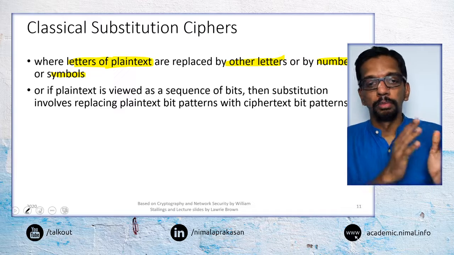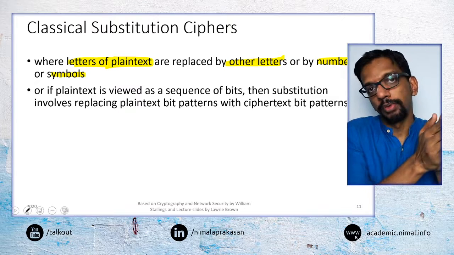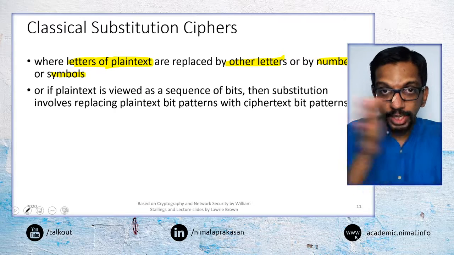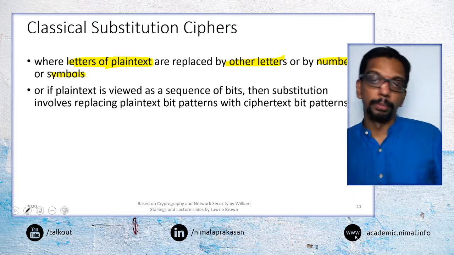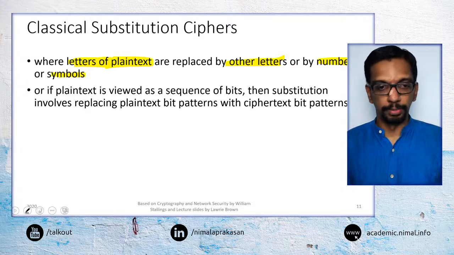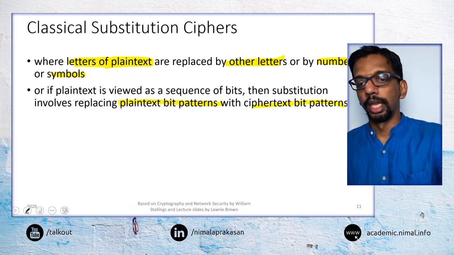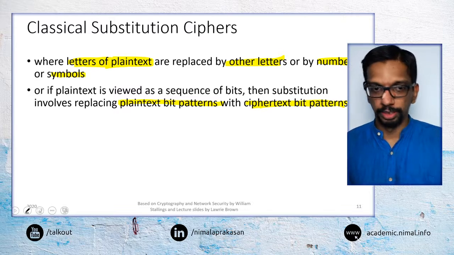So the plain text will be, for example, in the context of computing environments, we can also take bits of information, and then we can take these bit patterns and replace them with some other bit patterns. So we can take the plain text bit patterns and we can replace them with the ciphertext bit patterns.